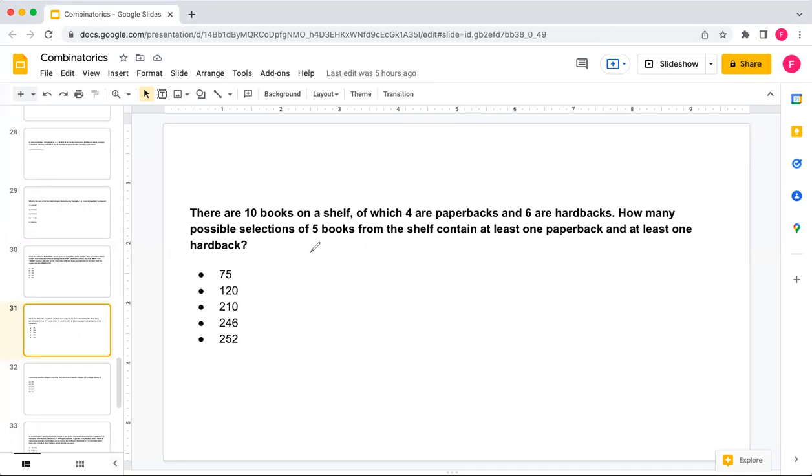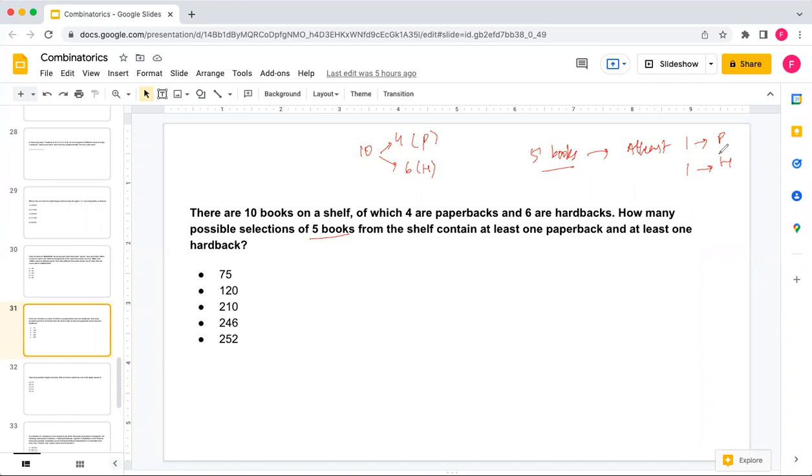Okay. Let's first see what is asked in the question. There are 10 books on the shelf, of which 4 are paperbacks, call this P, and 6 are hardbacks, call this H. How many possible selections of 5 books from the shelf contain at least 1 paperback and 1 hardback? So there is one restriction: we need to pick 5 books out of 10, and in those 5 there must be at least 1 paperback and at least 1 hardback. Both of these must be included at the same time.